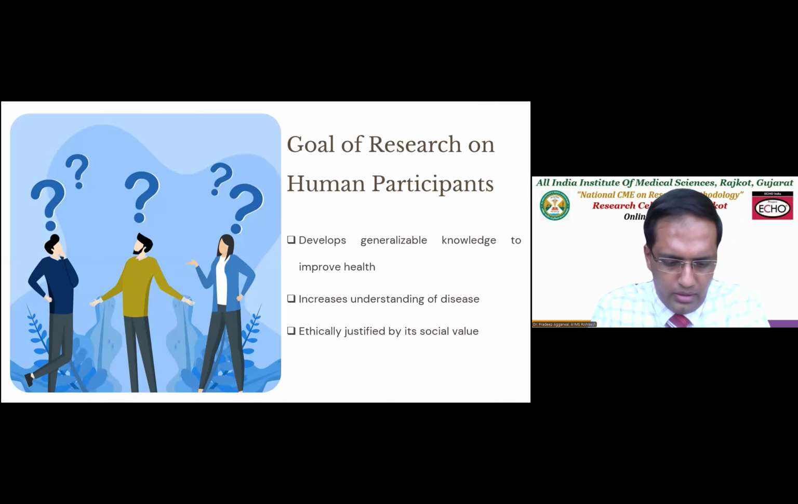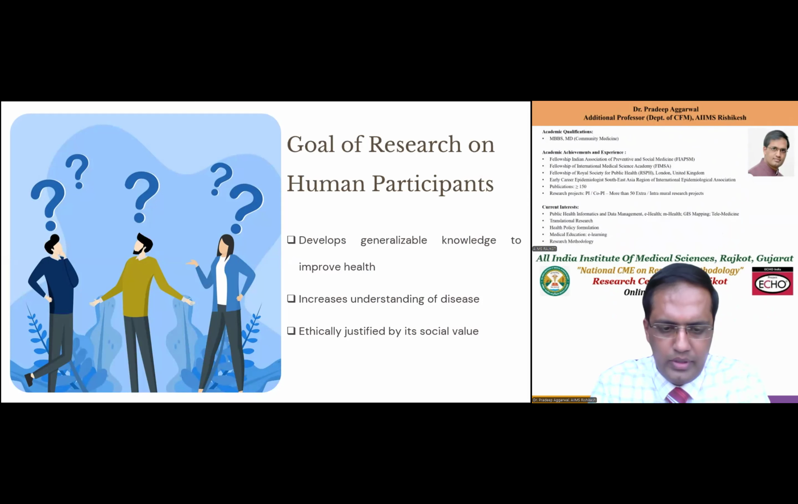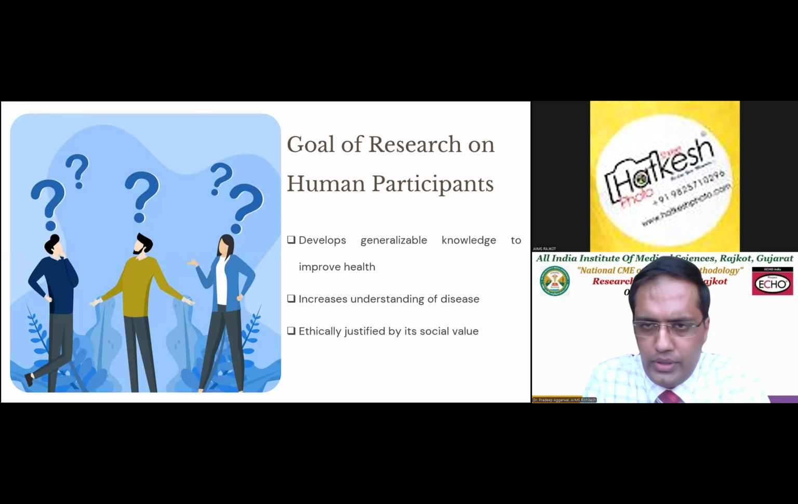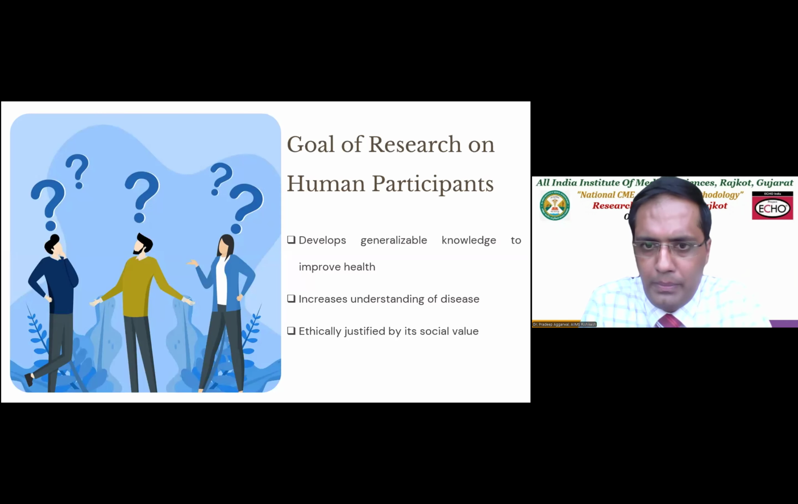If I come to the goal, basically we have to develop generalizable knowledge to improve health. This should be the goal of our research which we are doing on human participants, to understand and increase knowledge about the disease. And ethically, it should be justified by social values. This is the main reason why we are doing research on human participants.